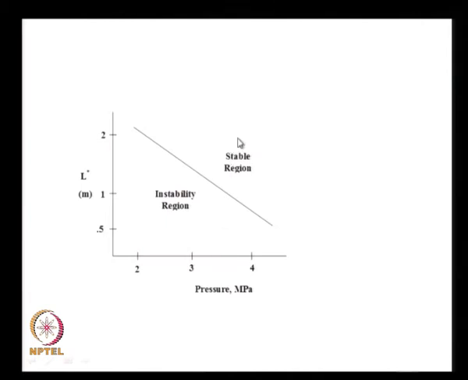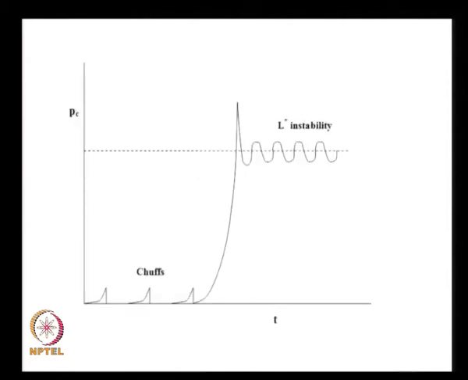Therefore, we find that for solid propellant rockets it is necessary to provide either a large value of L star or a large value of chamber pressure for stable operation to take place. Let me illustrate this further. If I have an L star instability, I have oscillations in chamber pressure which are seen over here.